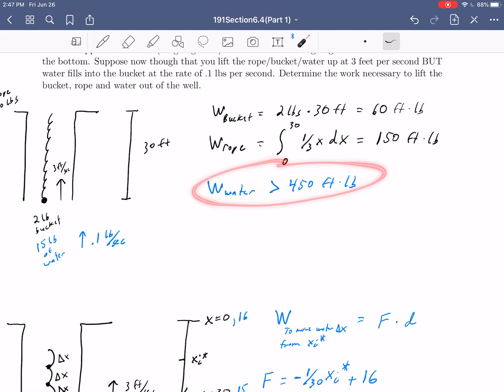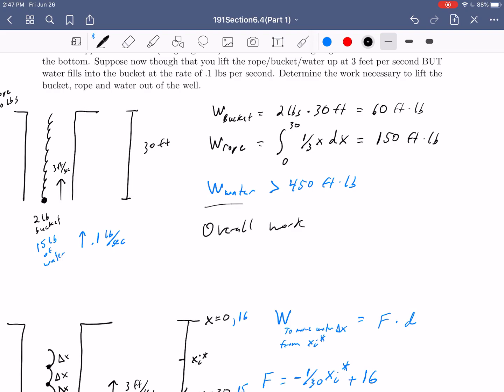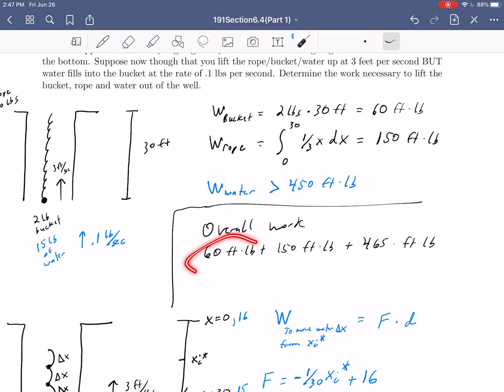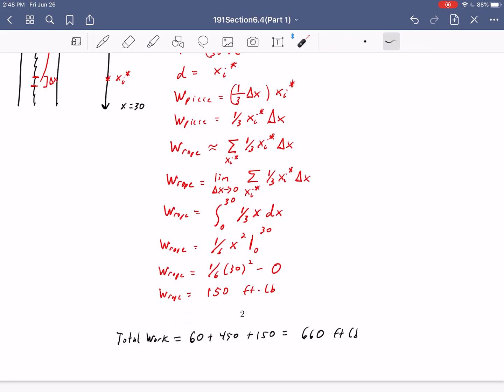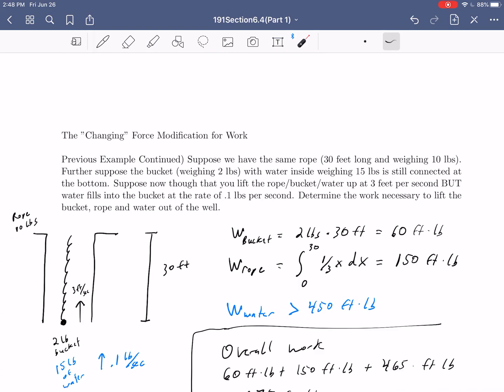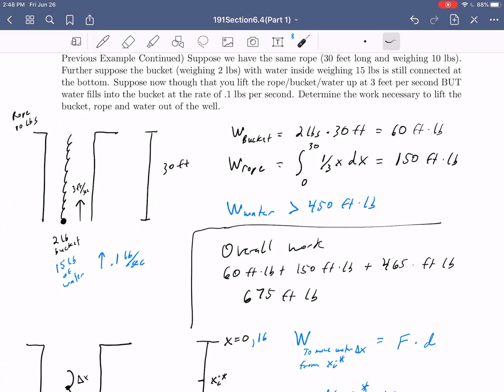And if we combine all that together, our overall work is the 60 foot-pounds plus the 150 foot-pounds plus the 465 foot-pounds. That's 210 plus that 465, so 675 foot-pounds overall. That 675, you'll notice, is a bit larger than the total we got here, where we got 660, because again, the water weight was increasing over time.